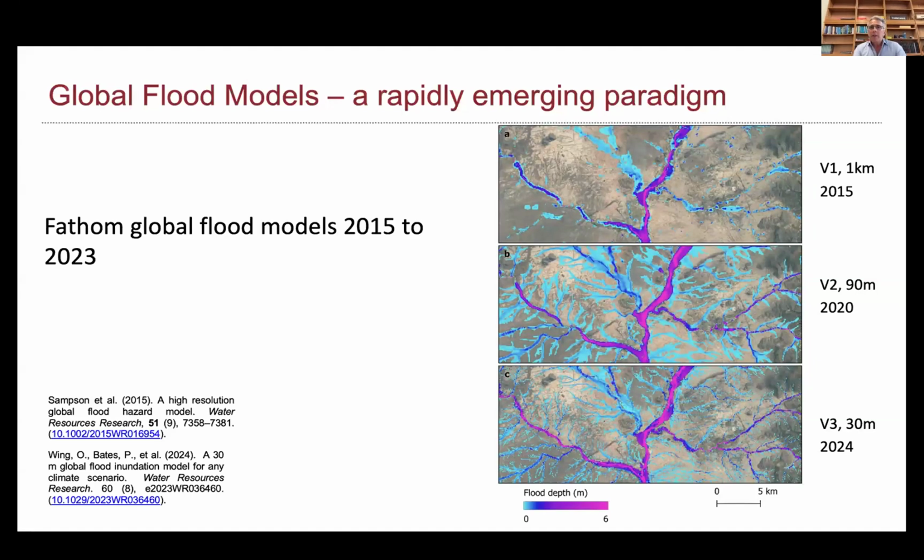So against that background, during the 2010s, people started to think about the idea of taking the numerical modeling techniques we had, but applying them at scale using data sets that were increasingly available for the whole planet. And just for the flood models that we developed, here is how they've evolved very rapidly over the period from 2015. So at the top, you see our version 1 model. This operated at 1 kilometer native resolution, and it's detailed in this paper by Sampson et al.